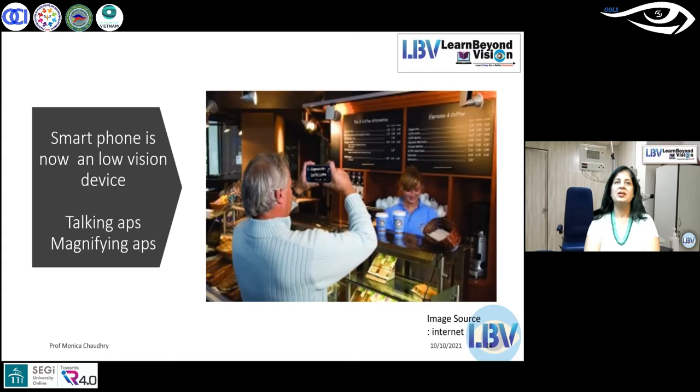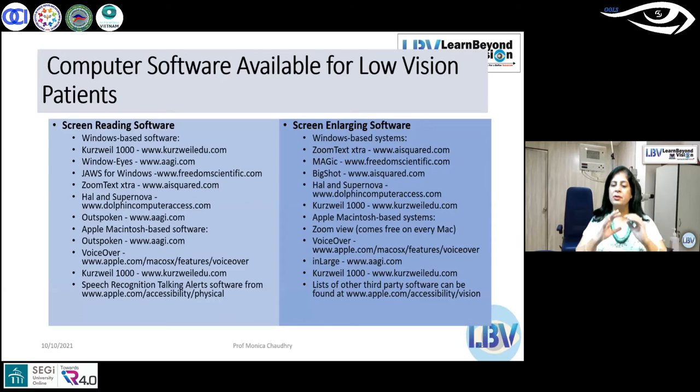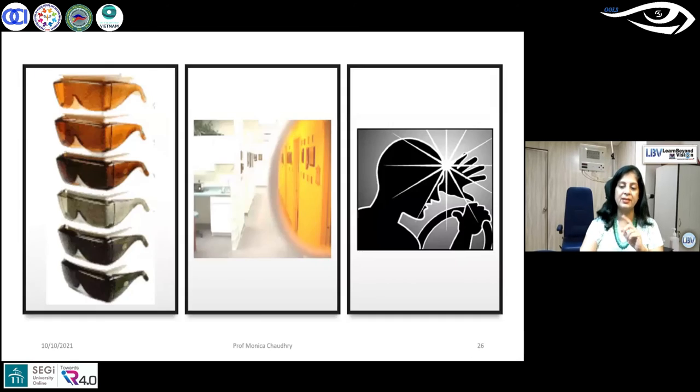And one such invitation is to a person who is developing one app. He's visually impaired himself. He'll also demonstrate some to you. So a list of these is available: Zoom View, magnifying software, Big Shots, I mean, you name it. Many of them are subsidized by the governments also. Think, look around, Google search, understand these.